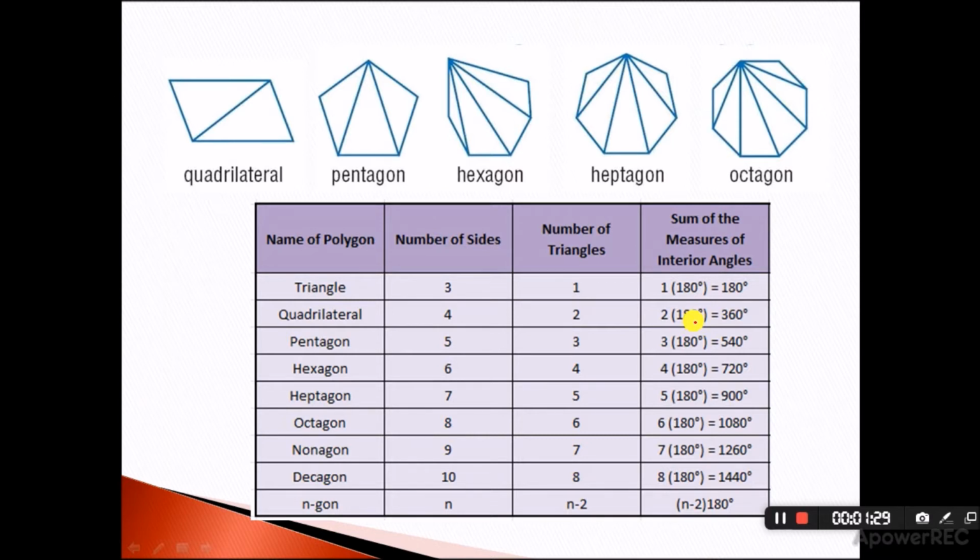Let's have pentagon. We already had pentagon. That's 3 times 180, 540. Hexagon. Hexagon has 6 sides. Number of triangles, 4. Why 4? This has n minus 2, so 6 minus 2 is equal to 4. 4 times 180 is equal to 720 degrees, and so on.